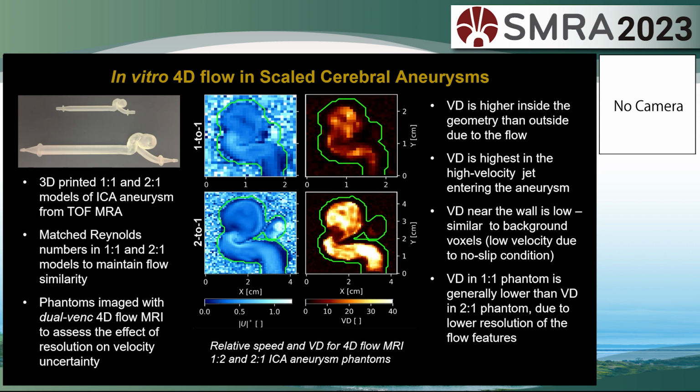You see that there is a region, the outlet from the aneurysm, with low velocity distance, and that's due to phase wrapping. The velocity distance near the wall is very low. It's similar to the background tissue, so that's a low quality of MRI as expected. And in general, you see that the 2-to-1 model has much higher velocity distance. That's because obviously we are resolving the flow structures.